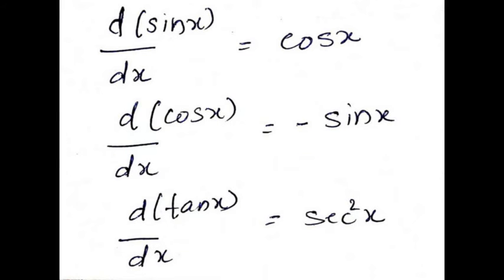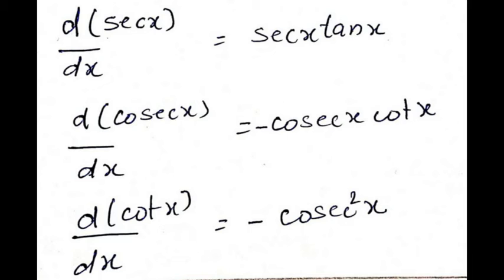Derivative of sin x is cos x. Derivative of cos x equal to minus sin x. And derivative of tan x equal to sec square x. Derivative of sec x equal to sec x tan x. Derivative of cosec x equal to minus cosec x cot x. And derivative of cot x is equal to minus cosec square x.